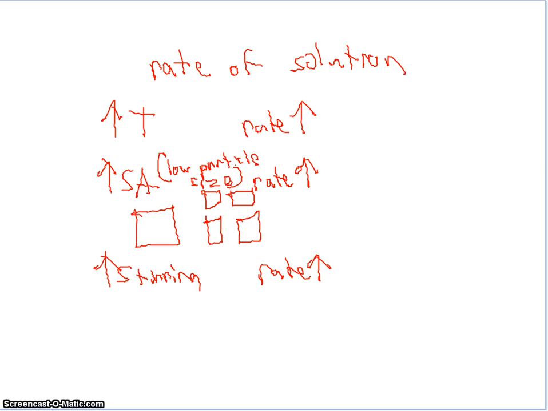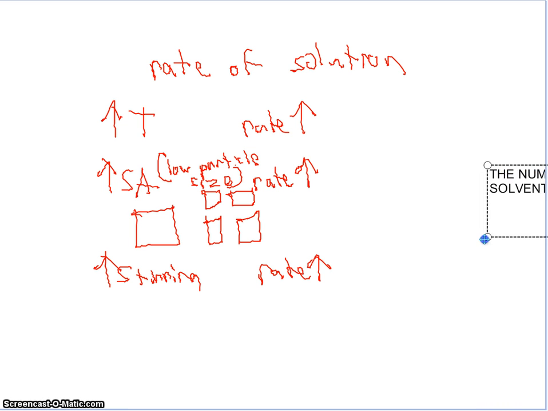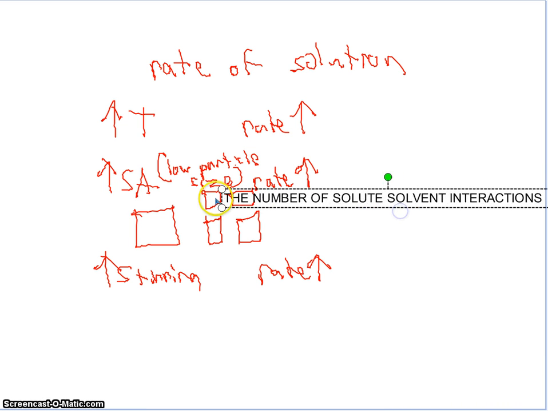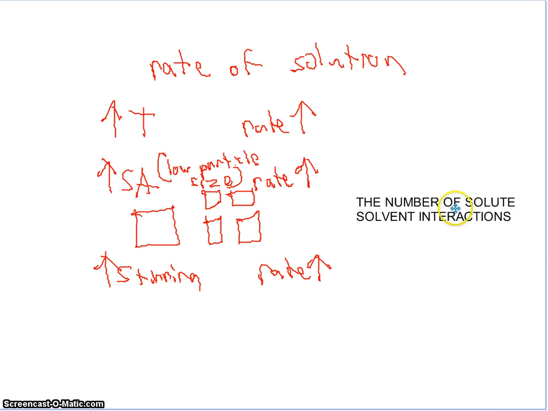So in your written explanations, always talk about the number of solute-solvent interactions. You can't see that. Let me help you. The number of solute-solvent interactions. Bam! Always talk about that. Be like, there's more interactions, so it dissolves faster.